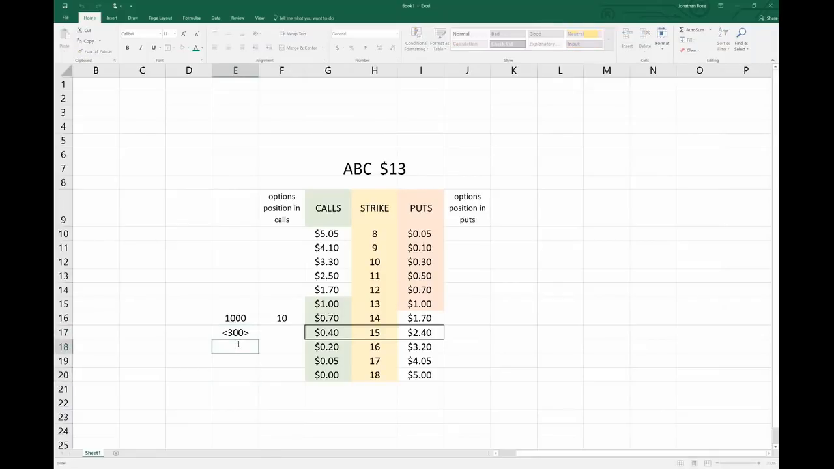If it keeps rallying, we could sell 300 more shares. Long 1,000, short 300, short 300. We still have a net long exposure of 600 shares. Confused? Everyone with me?